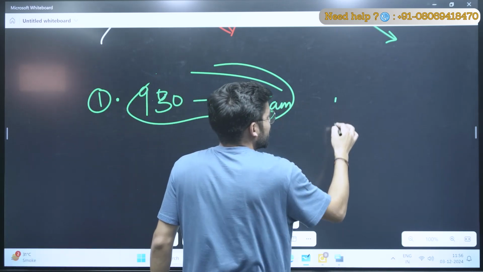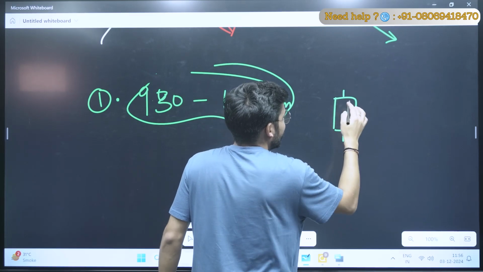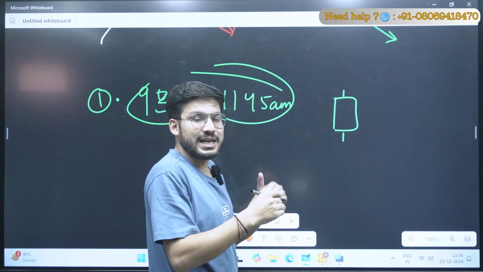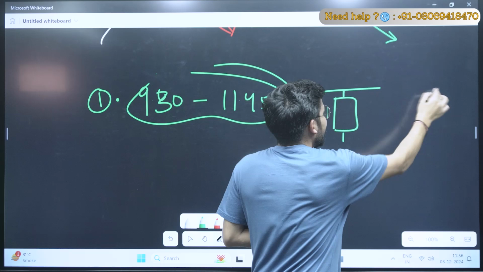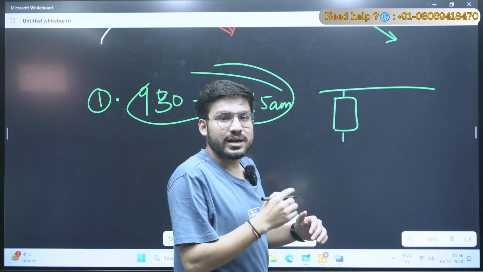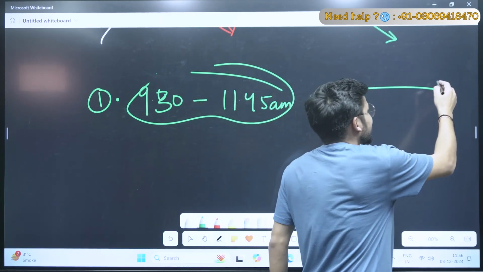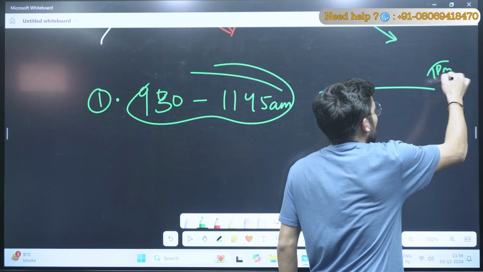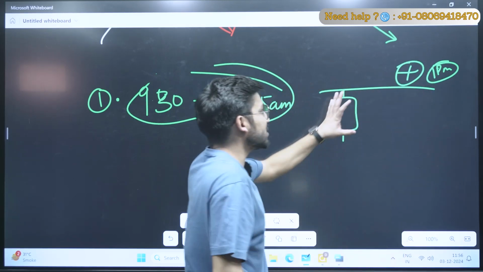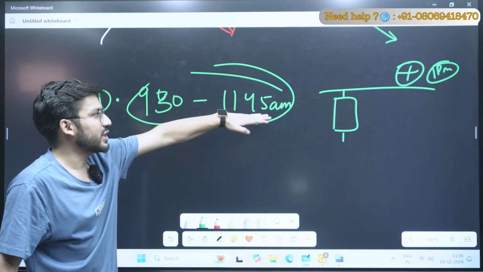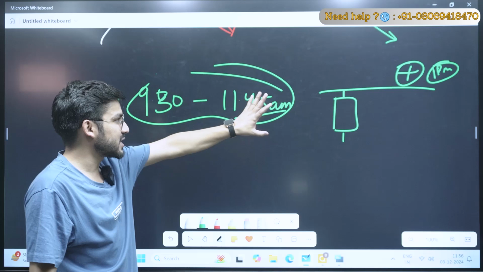Okay, so suppose this was the candle that has formed from 9:15 to 9:30. Now till 11:45 this high is not getting broken. Okay, and this high is getting broken at, you can say, 1 p.m. So I will not go with this strategy because this is applicable till 11:45 only. Okay, so this is the first condition, right?